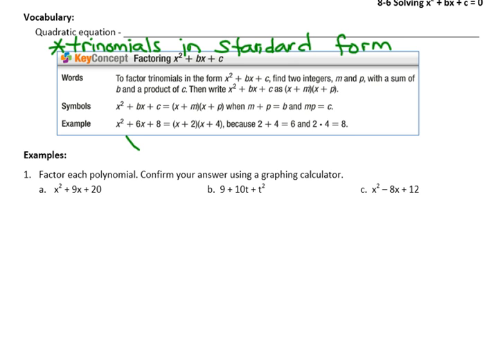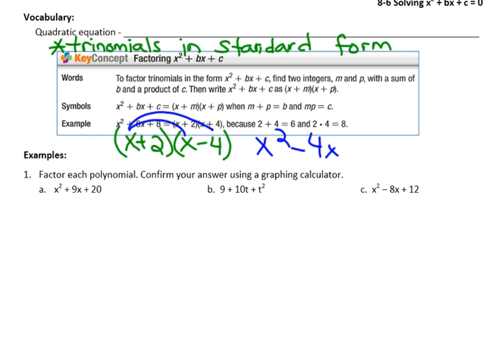If I had a problem like this, x plus 2 times x minus 4. Right, we worked on those in the first part of the chapter. And when I do that, I multiply through by my x squared, x times negative 4 is negative 4x, 2x, and then minus 8. And when I put the like terms together, x squared minus 2x minus 8.